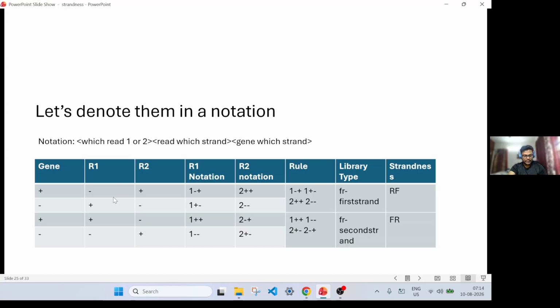So they take the read and check which of these 4 views it matches, and then check which strand the gene is on, comparing the gene strand along with R1 and R2 matching. From that they derive what kind of library type it is. I hope this is clear. If not, try to revisit this one, and I will attach the slide as well so that you can watch on your own.